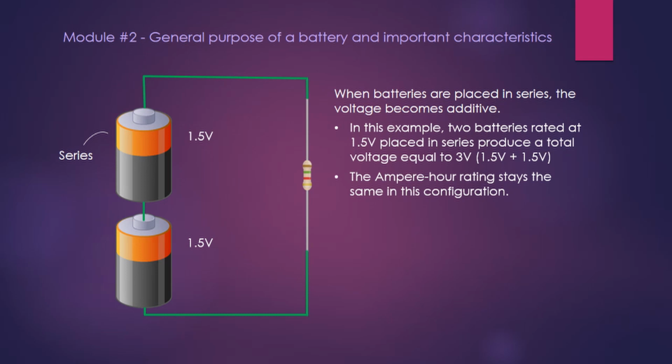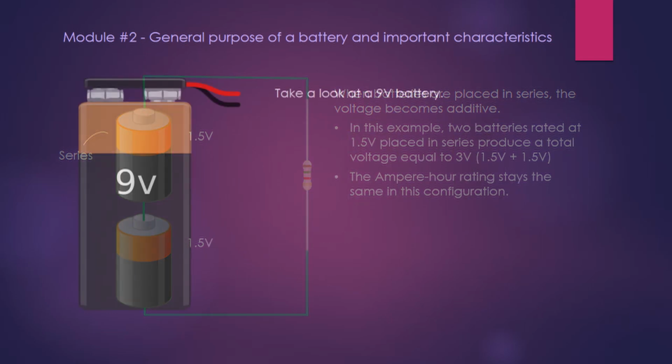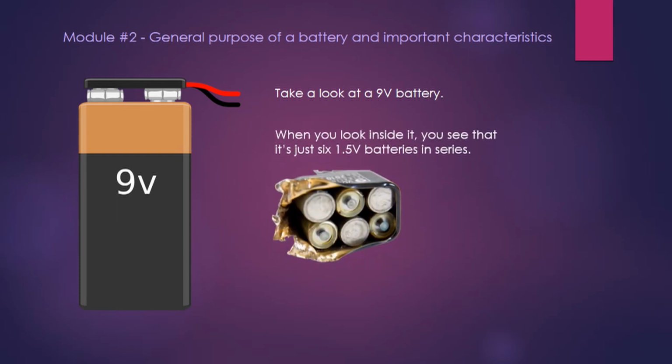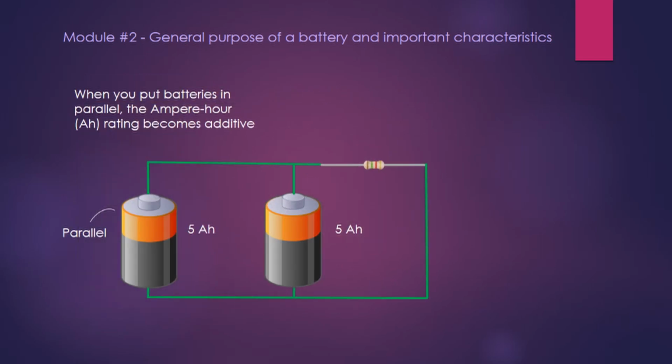Now let's look at the example of a 9-volt battery. When I first examined the 9-volt battery, I thought it had the exact composition as a 1.5-volt battery, except that it had more material to perform chemical reactions with. However, when I looked inside a 9-volt battery, I was surprised to see it was just 6 1.5-volt batteries in series. The other configuration that batteries can be placed in is called the parallel configuration.